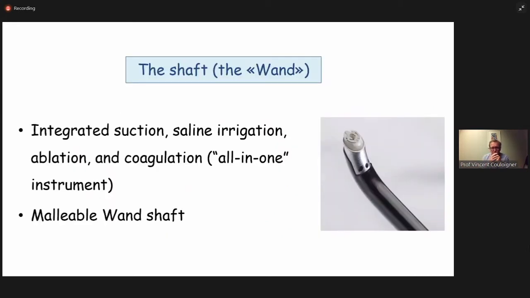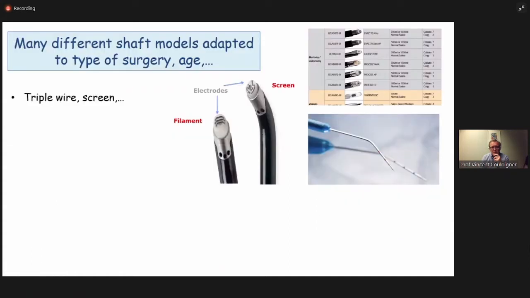Now regarding the shaft, which is called the wand, as I already told you, you have an integrated suction, saline irrigation, and ablation and coagulation. It's an all-in-one instrument. The shaft is malleable. You can bend it. There are many different models of shaft, which are adapted to the type of surgery that you want to do, also to the age of the patients and so on.